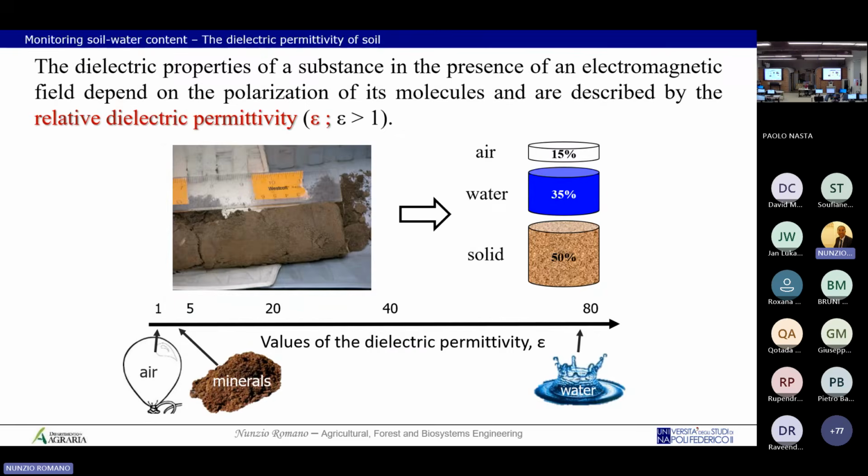But most of the modern indirect sensors are based on the measurement of the dielectric permittivity. So then we will have a small break, but I want to just spend some time on this property. This is very important to understand how the modern indirect methods work.